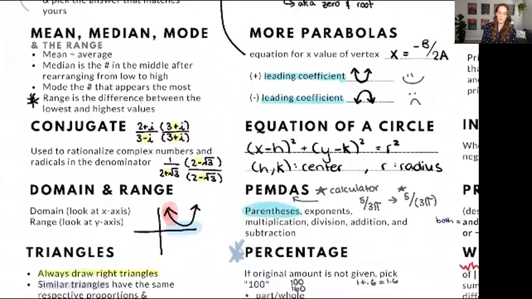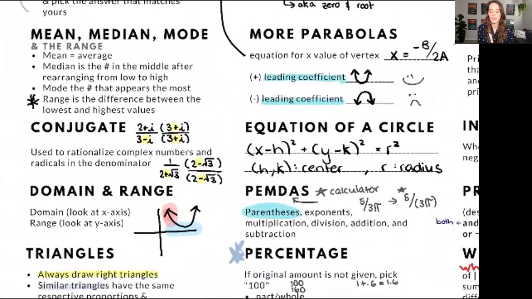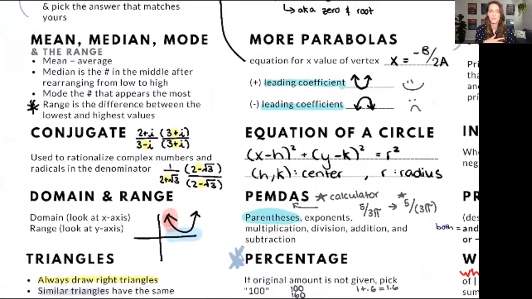Mean, median, and mode. So mean is going to be the average. So you add up all the numbers, you divide by how many there are. The median is going to be the middle number if you arrange the numbers from smallest to biggest. The mode is going to be the number that appears the most. And the range is going to be the difference between the smallest number and the biggest number.